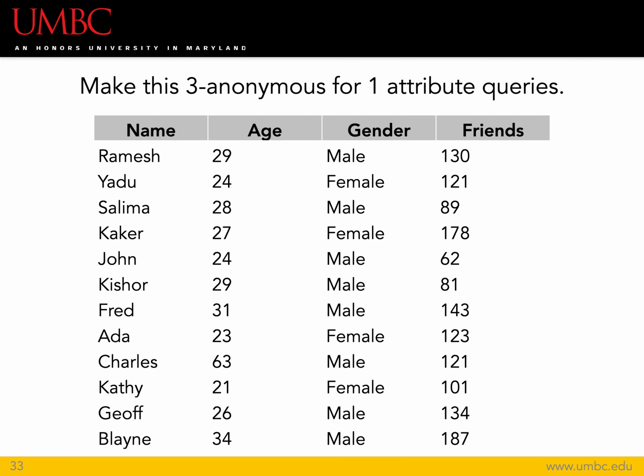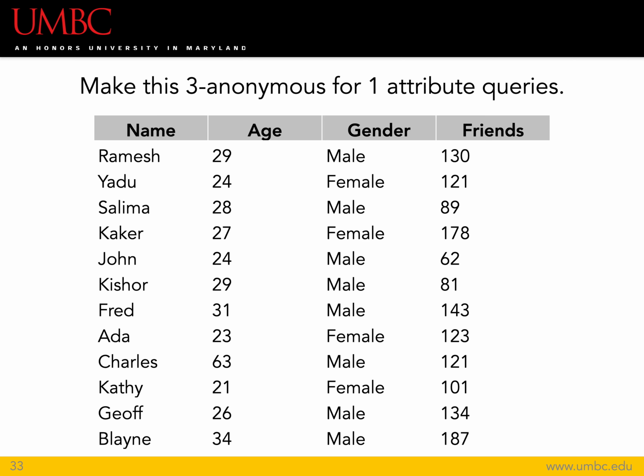So one activity that I would typically do in class is to take this chart and have you try and make this 3 anonymous for 1 attribute queries. Now, I still think this is a good exercise, and there is actually an answer in the slides that I've uploaded online. I probably will not show it here in the video simply so that if you are interested in this, you can look at the slides on Blackboard and figure out one possible solution for making this 3 anonymous for 1 attribute queries. But I do want to highlight what that means.